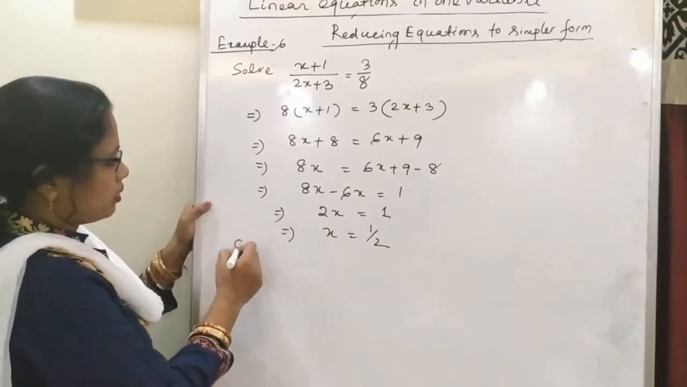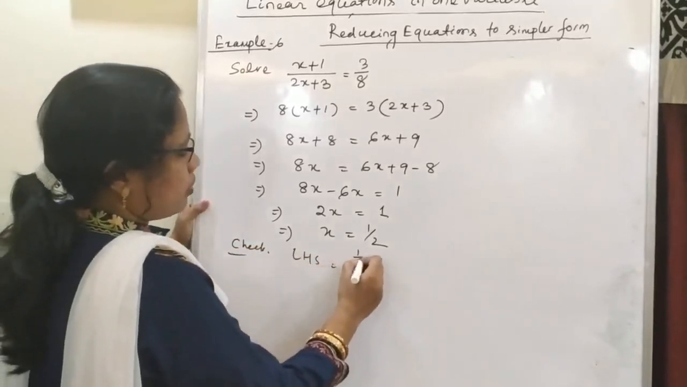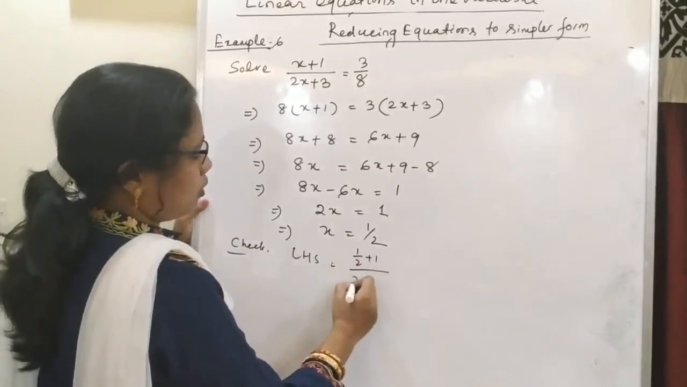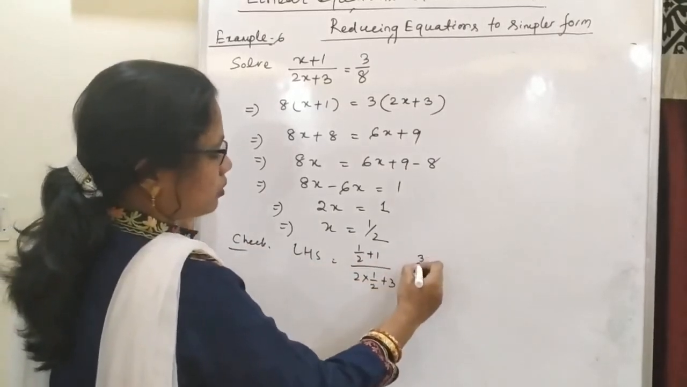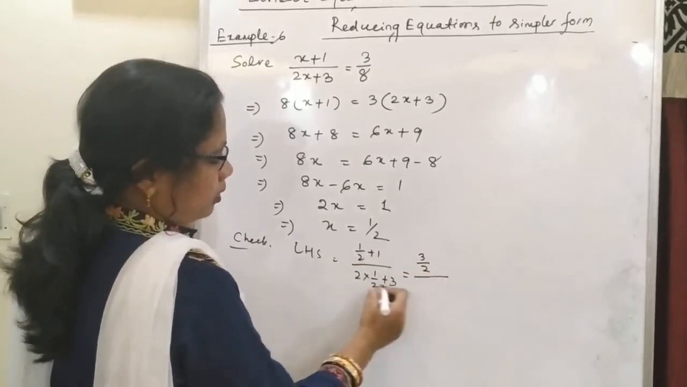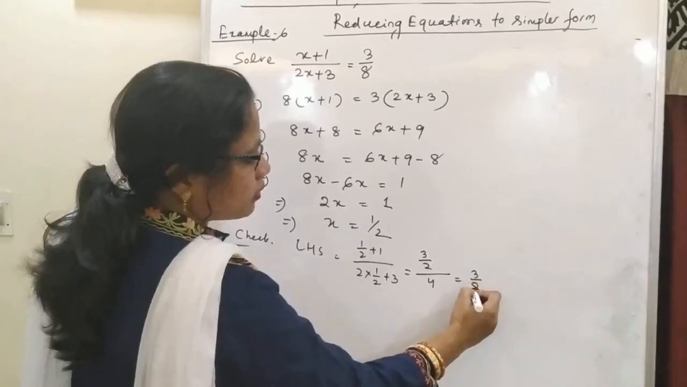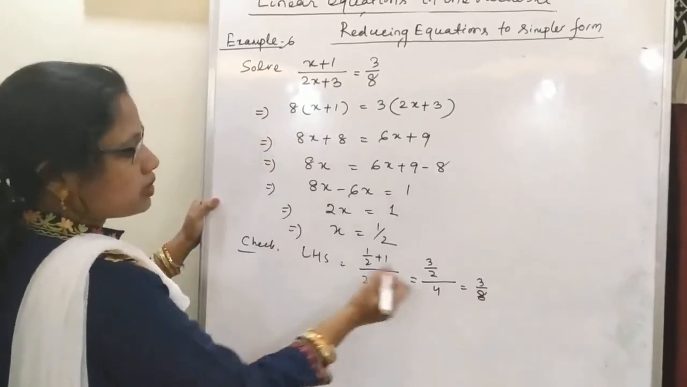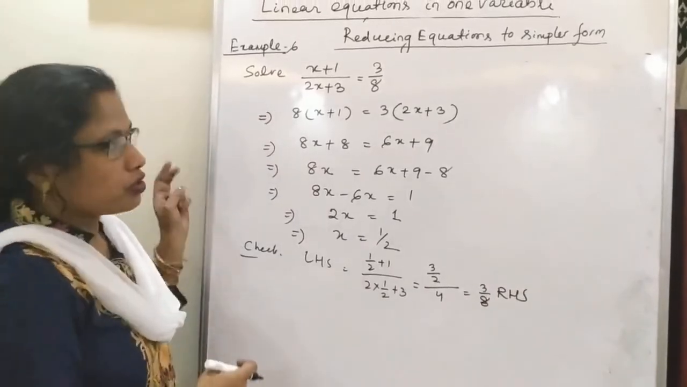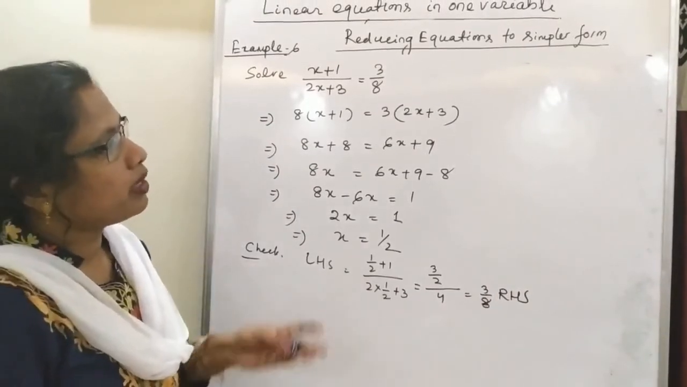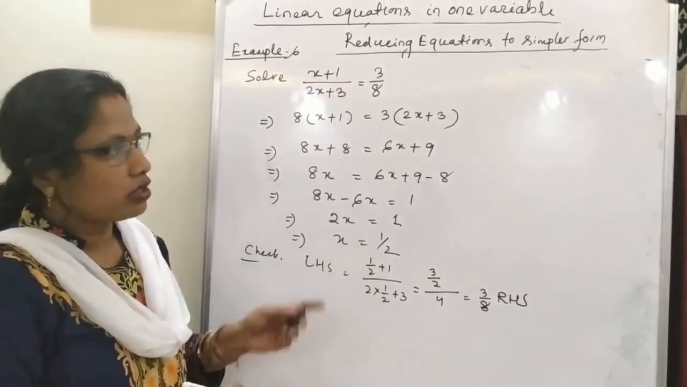So we can check. So check LHS: (1 by 2 plus 1) by (2 multiplied with 1 by 2 plus 3). So this is equal to 3 by 2 by 4. So this becomes 3 by 8. So what is the right hand side? This is also 3 by 8. So it is proved. So in this way you can solve all the problems based on linear equation in one variable. So you can do the exercise also.